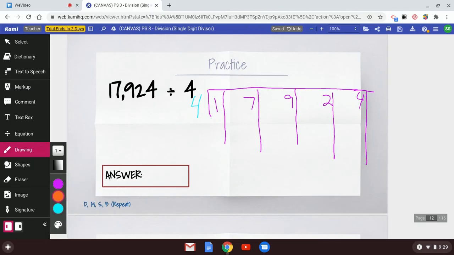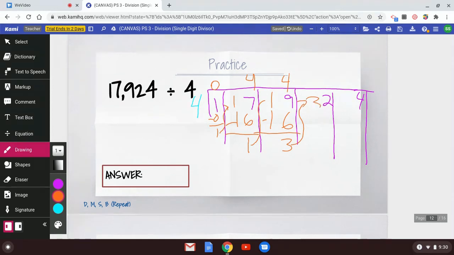4. Look at your multiplication chart. Can 4 go into 1? There's no 1s on there, so it goes in 0 times. Bring up that one instead of bringing it down. 4 into 17. Look at your multiplication chart and find a number that's close to 17. You should see 16 on there, and it's 4 and 4. Again, 4 times 4 is 16. Then I have 1 left over.